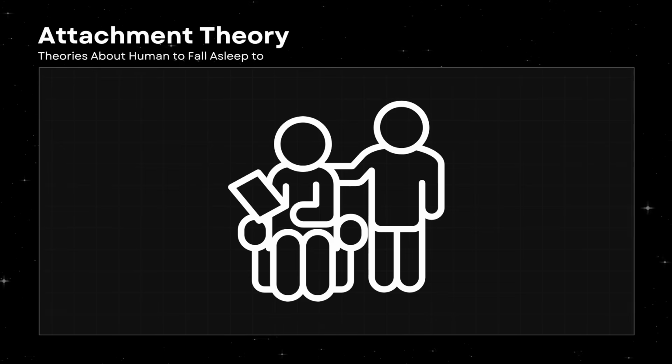These early patterns don't stay locked in place, but they can shape how people relate to others later in life. A child with secure attachment is more likely to form healthy relationships, show empathy, and manage stress well. As adults, they may trust others, handle conflict calmly, and feel comfortable with both closeness and independence.